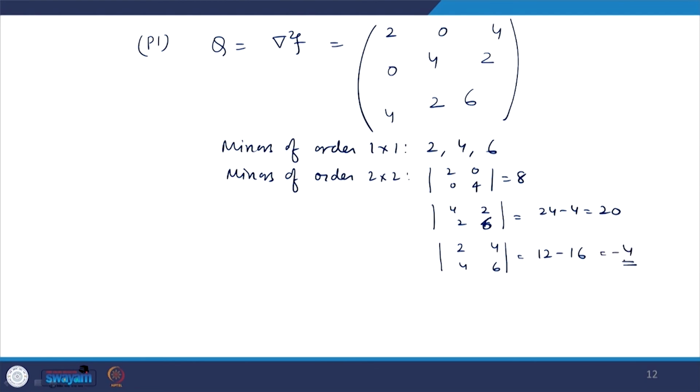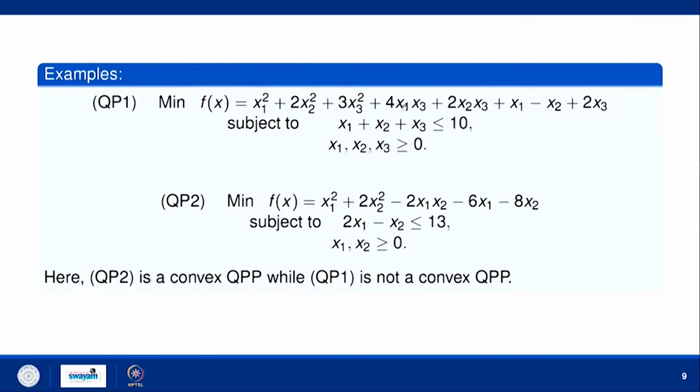So, this is not a positive semi-definite matrix, and hence this problem is not a convex programming problem. Similarly, one can show that this problem is not a convex programming problem. However, if you find the Hessian matrix of this one, one can easily show that this is a convex programming problem, because Q will be a positive semi-definite matrix.